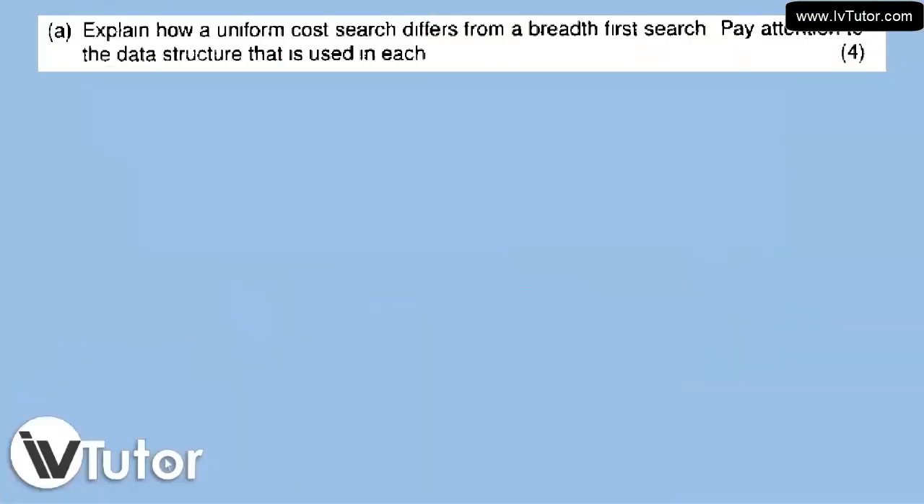Right. Explain how uniform cost search differs from breadth first search. Pay attention to the data structure used. So uniform cost search uses a priority queue. Whereas the breadth-first search uses first in, first out, sort of a FIFO queue, to pass the tree breadthwise.